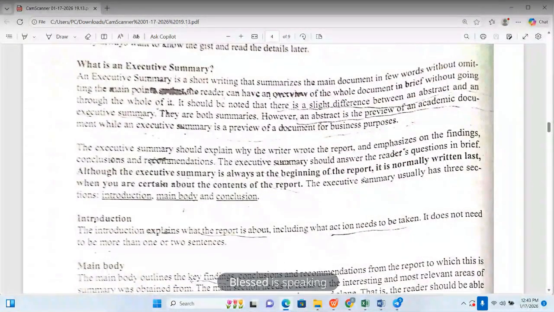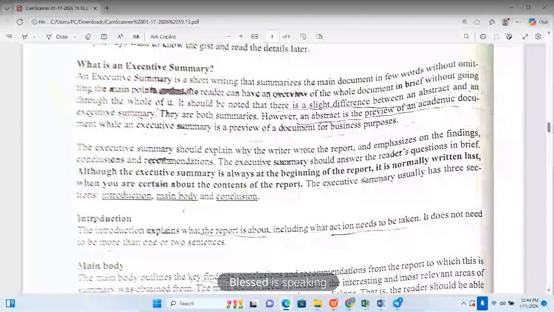Now, what is an executive summary? We have talked about this one, but let me just try to read it. An executive summary is a short written piece that summarizes the main document in a few words without omitting the main points. The reader can have an overview of the whole document in brief without going through the whole of it. It should be noted that there is a slight difference between an abstract and an executive summary. They are both summaries. However, an abstract is a preview of an academic document, while the executive summary is a preview of a document for business purposes.